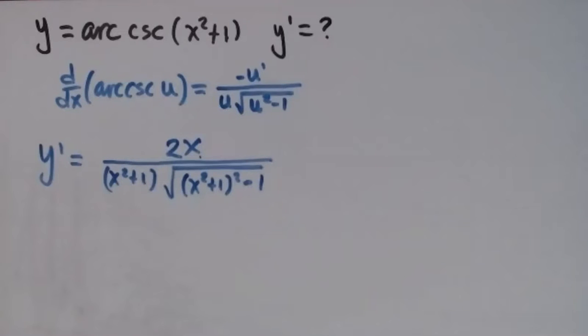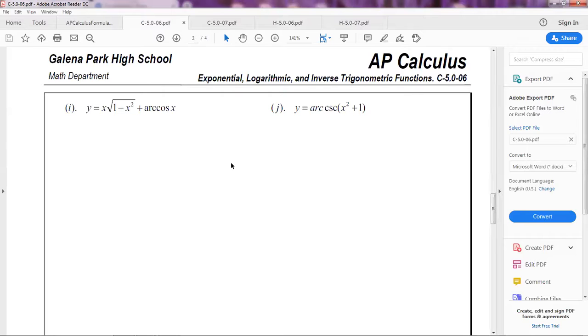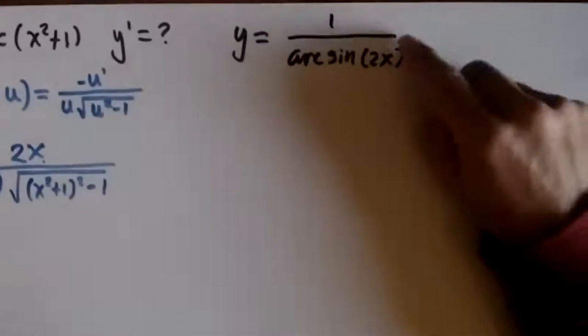Another problem, for instance, is what else? Let me see. Share screen. This one right here. So you see the screen. For instance, the last one, right? You have K or L. It's okay. Let's see. Suppose you want to do y equals 1 over the arc sine of 2x. Suppose you have that problem. You're just writing the problem right here on the board. So you have this one, right?